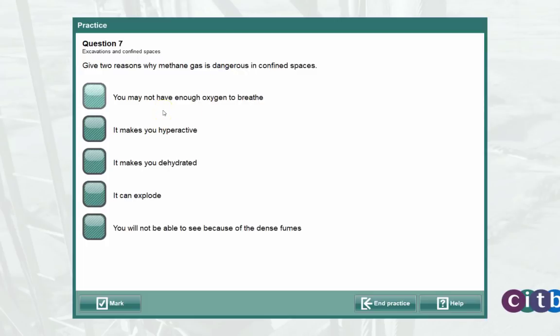Give 2 reasons why methane gas is dangerous in confined spaces. You may not have enough oxygen to breathe. It makes you hyperactive. It makes you dehydrated. It can explode. You will not be able to see because of the dense fumes.